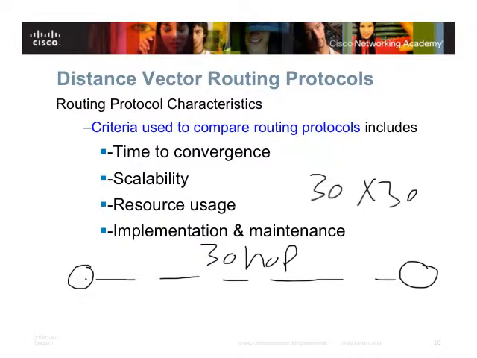Right? As we said, link state routing protocols have to store global information about the entire topology of the network. Then the resources required in that case become more. And then implementation and maintenance. Implementation and maintenance talk about the simplicity of the implementation. Of course, RIP is much simpler. The algorithm is very simple.